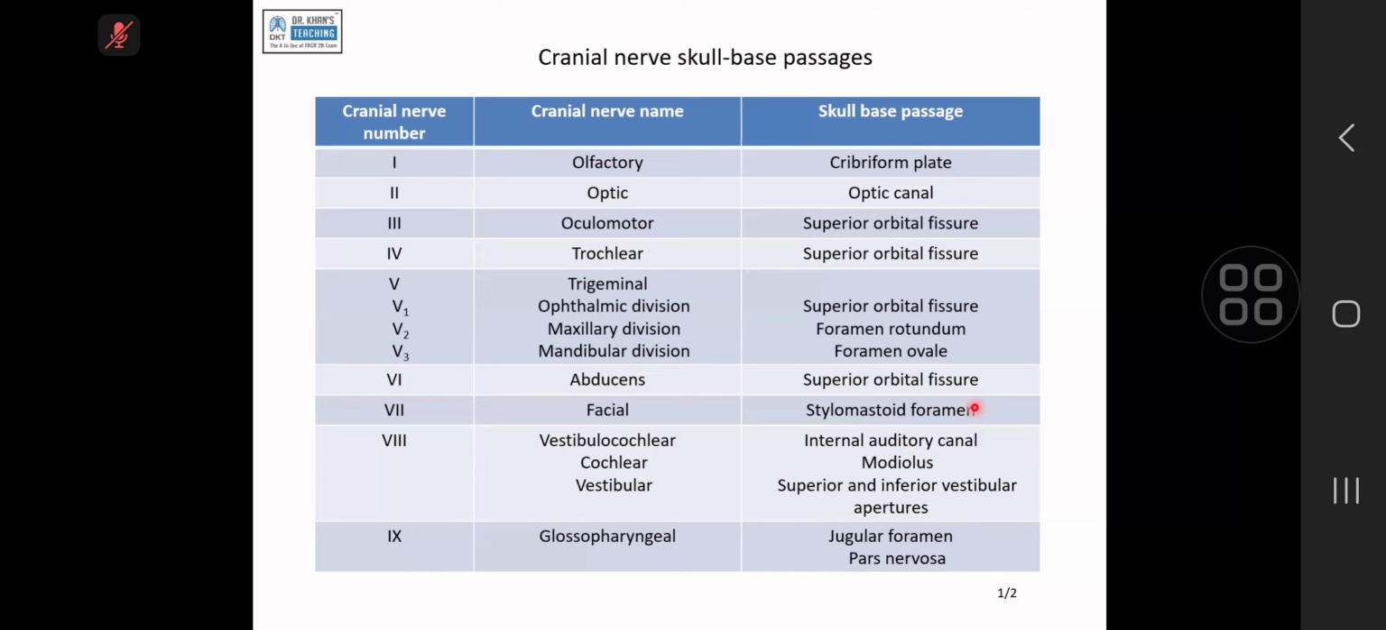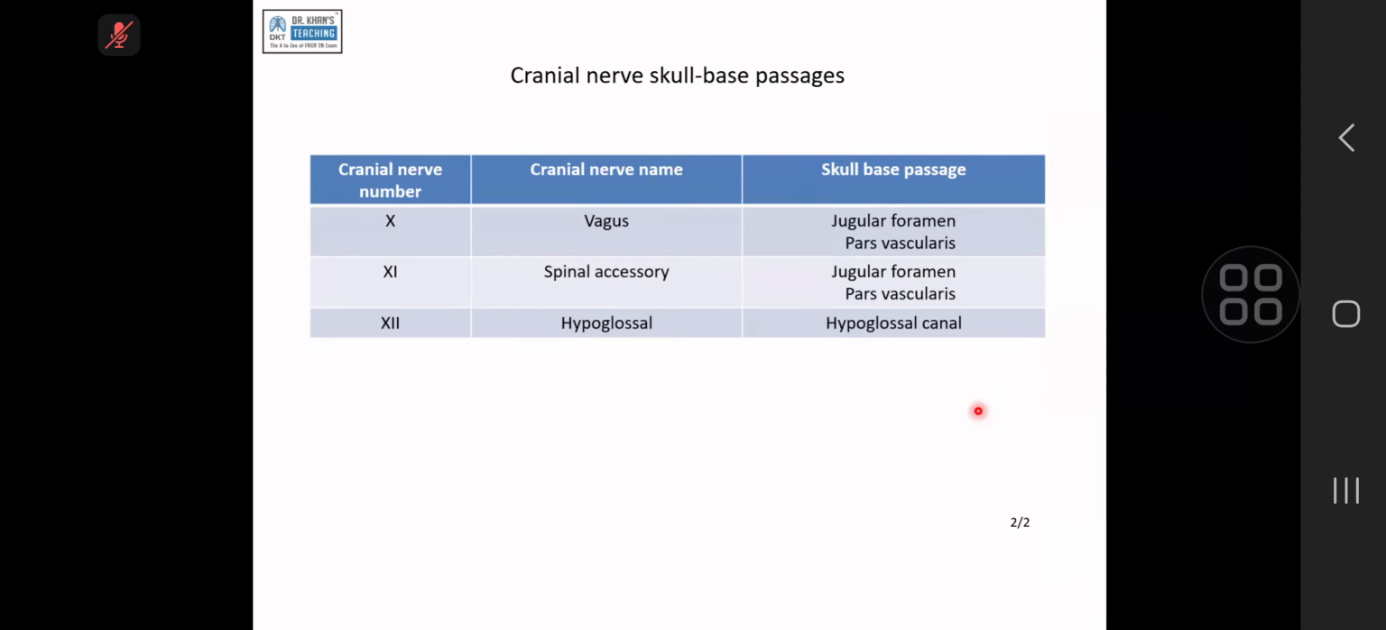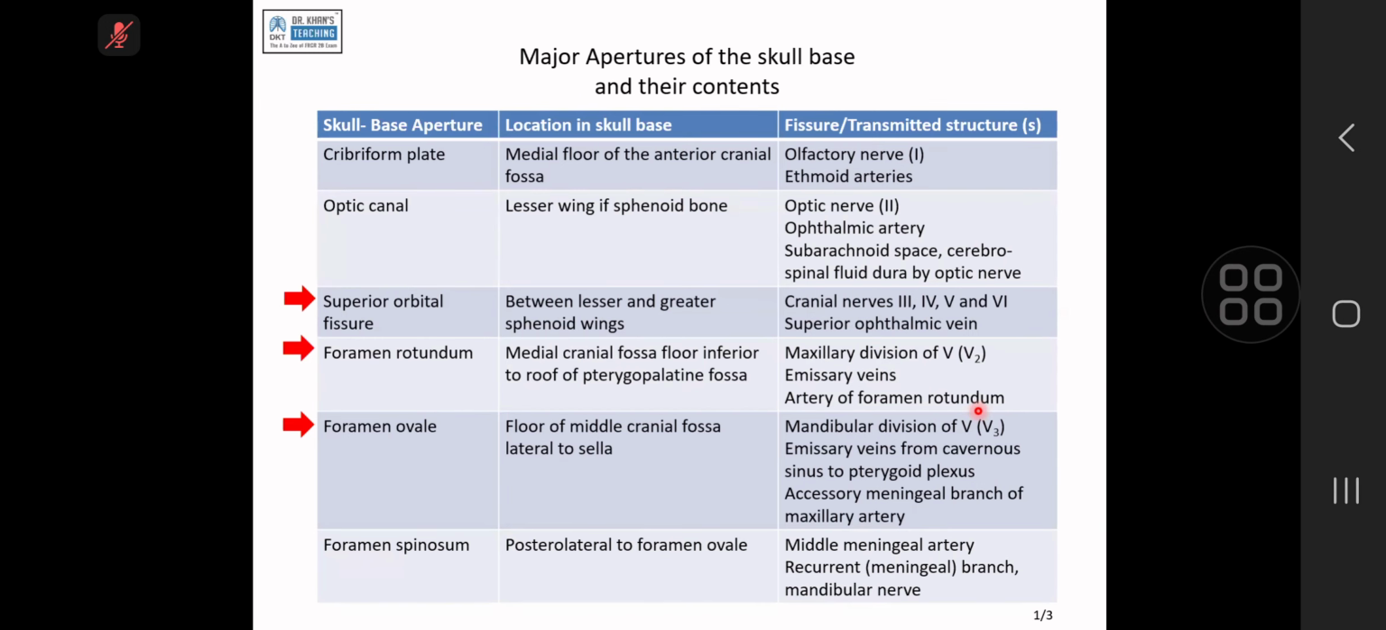So this concept is extremely, extremely important, and I cannot emphasize it more, particularly vis-a-vis the base of skull. There is another way to learn the same thing, and that is bony anatomy and what passes through it. So this is the other way to learn the same thing. Now, just these red ones, I just want to read with you. Superior orbital fissure: cranial nerves 3, 4, 5. The 5 means V1, and then 6 passes through it.